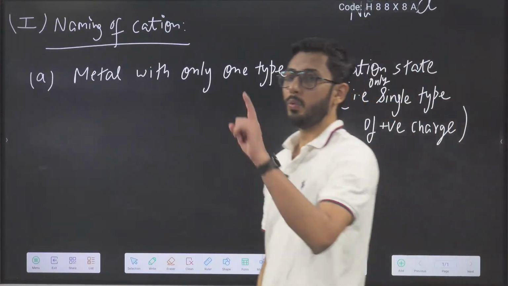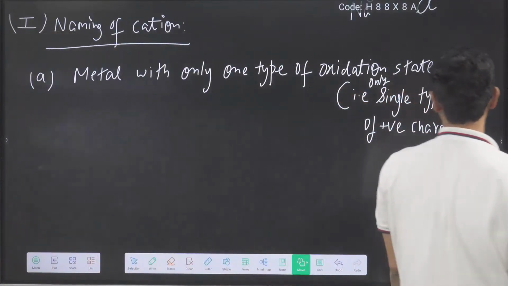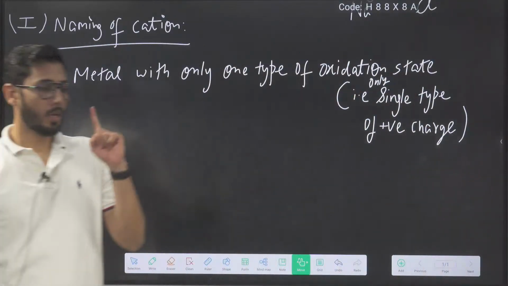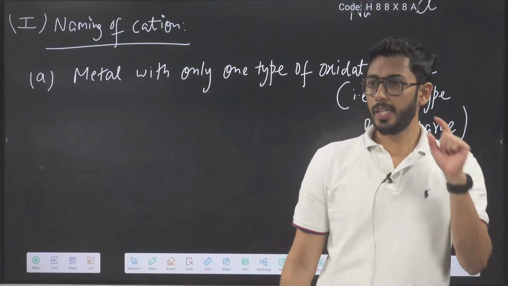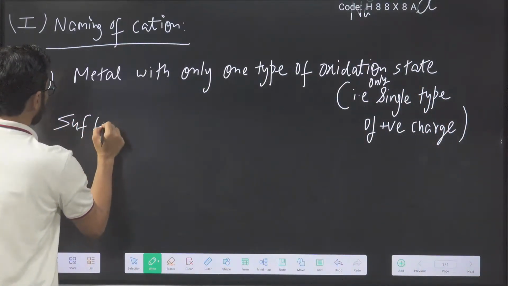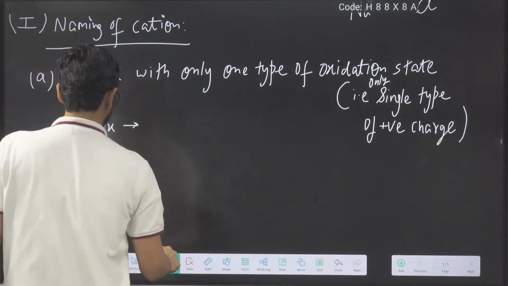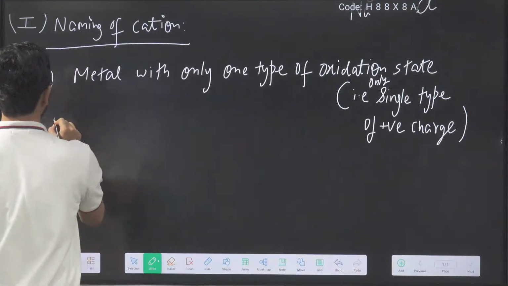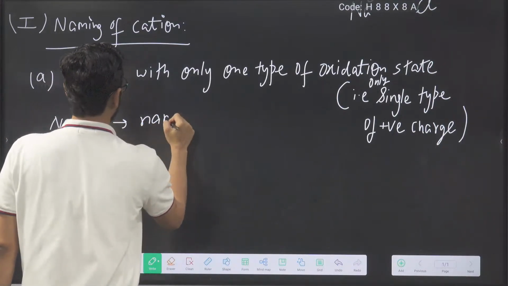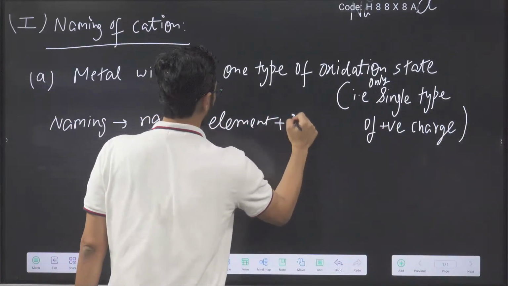Metal with only one type of oxidation state, or only a single type of positive charge. In such cations in which the metal shows only one type of oxidation state, how will the naming be done? What is used? There is no suffix, simply the naming is: name of the element, plus what is added? Ion.